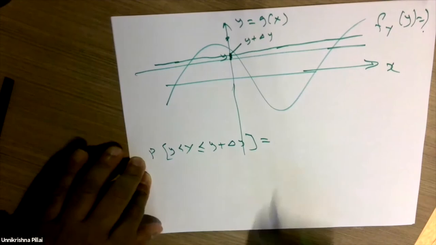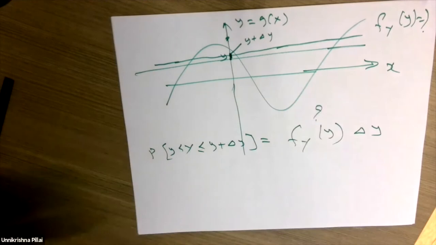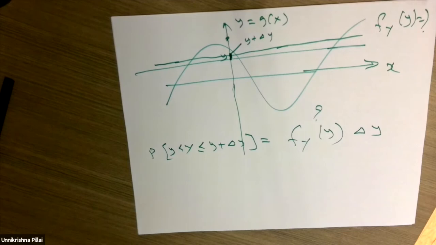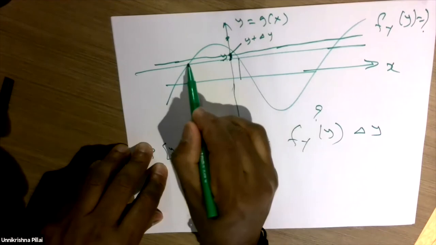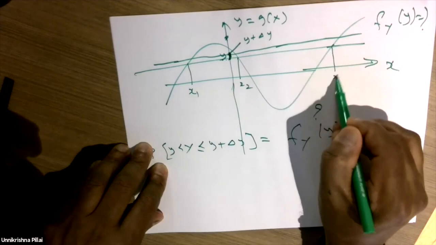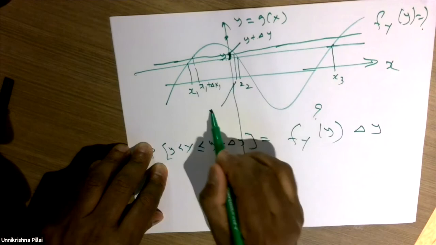So what did you say here? We can write this as f_Y(y) multiplied by delta y. That much is true. Remember, we are trying to find out this function. But let's translate that into the x-axis. Look here: when y is here, where will x be? It depends on this graph. When y is this value, there are three roots. I'm going to call them x1, x2, x3. When y goes to y plus delta y, these are the corresponding points: x1 plus delta x1, x2 plus delta x2, and x3 plus delta x3.